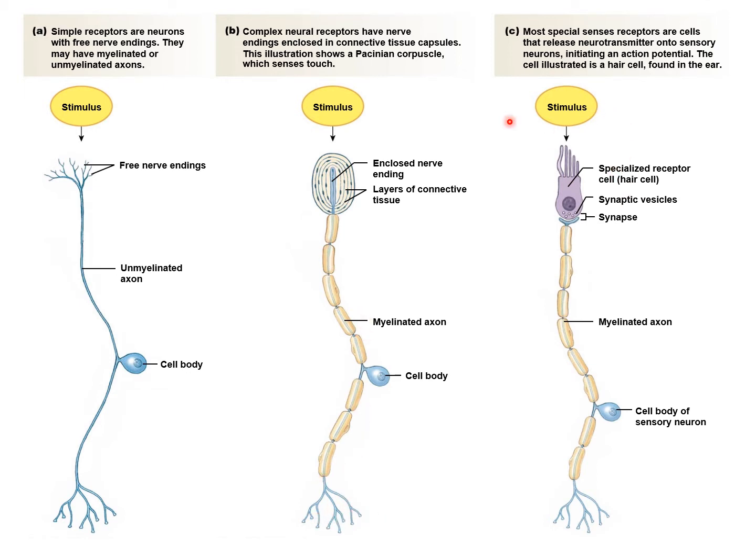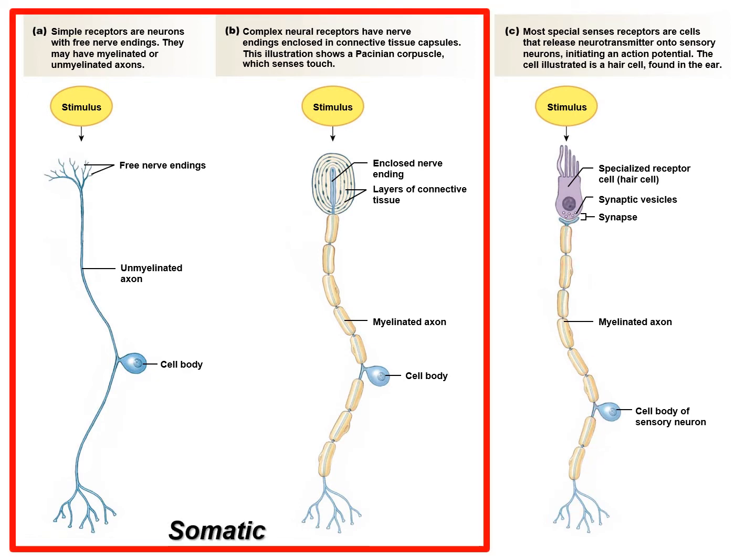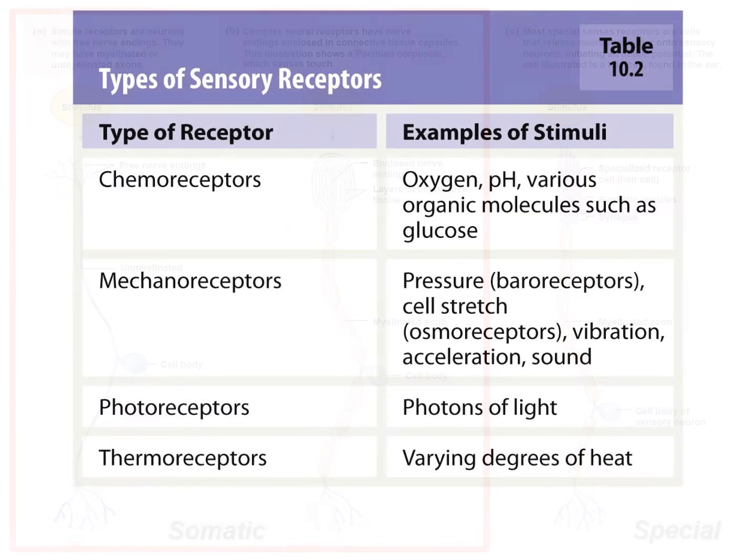And over here on the right, we have our special sense. This is a specialized receptor cell. This happens to be a hair cell in this case. What happens is we get a stimulus, it causes a membrane depolarization event of some kind, and then we secrete neurotransmitter across a synapse to another sensory neuron. So somatic over here on the left, special over here.